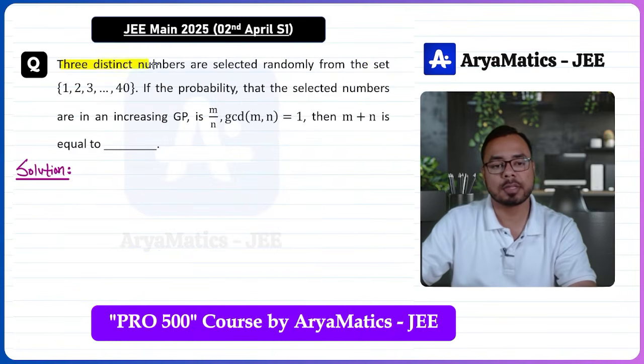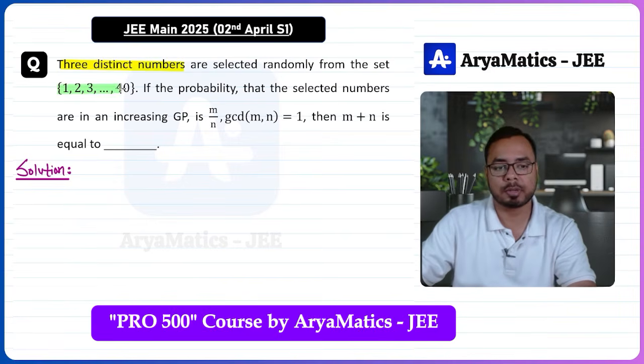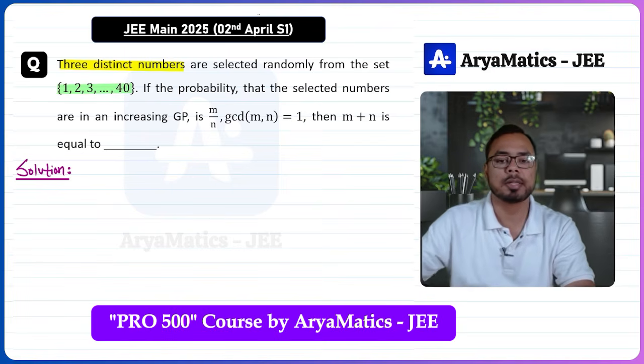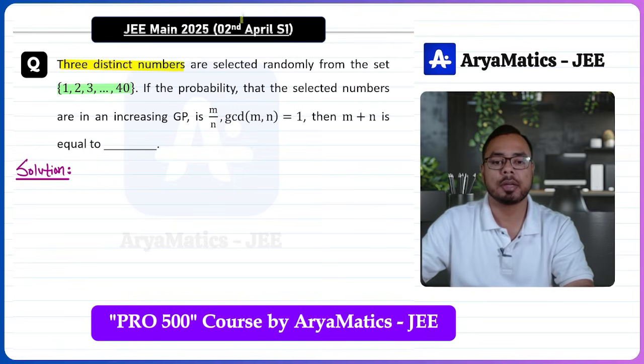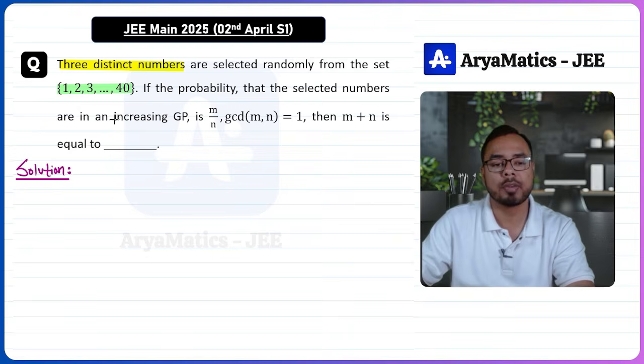Three distinct numbers are randomly selected from the set of the first 40 natural numbers, the numbers 1, 2, 3 up to 40. If the probability that the selected numbers are in an increasing GP, increasing GP means that if the first term is positive, the common ratio is greater than 1.